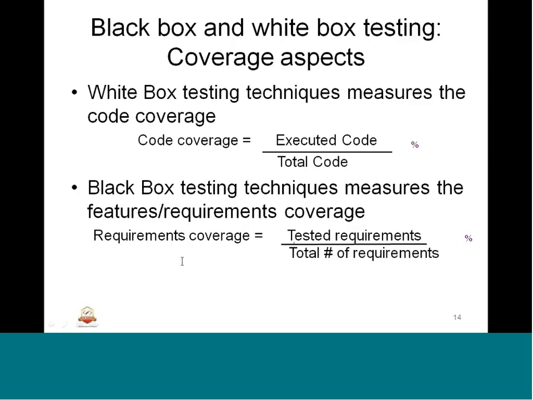Suppose, for example, there are 10,000 lines of code, that is the denominator, and we have covered say 7,500 lines of code. Then it becomes 75%. So that is the code coverage I have, and 25% I would not have covered. What techniques we can use to cover that, we will study while doing the white box testing techniques in detail.